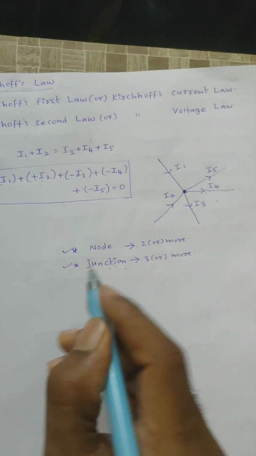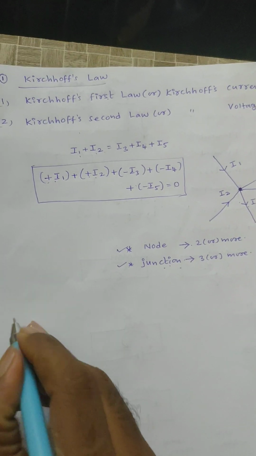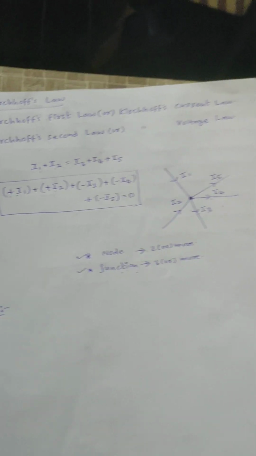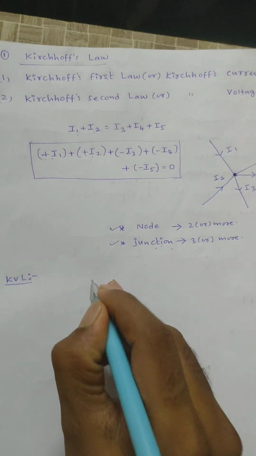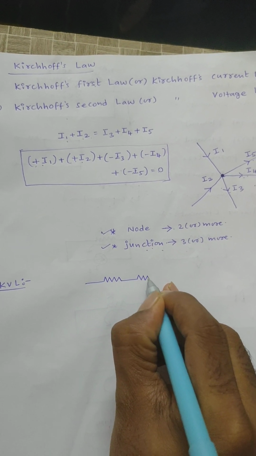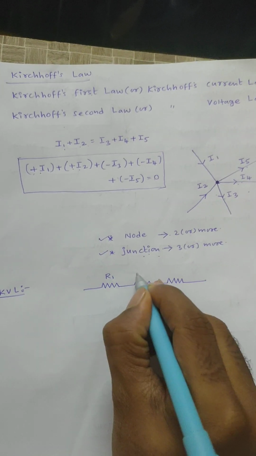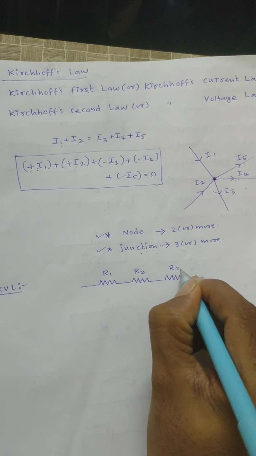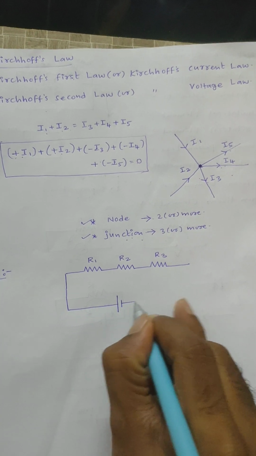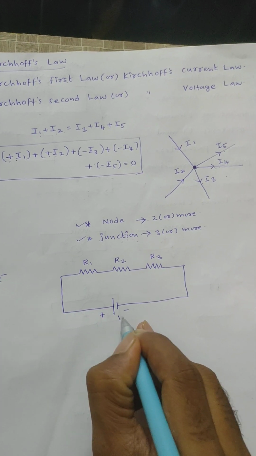That is about KCL. Next, KVL: Kirchhoff's voltage law, or Kirchhoff's second law. For the statement of KVL, let us consider three resistors R1, R2, R3 connected in series across a supply voltage of V volts. Here minus plus, V is the supply voltage.